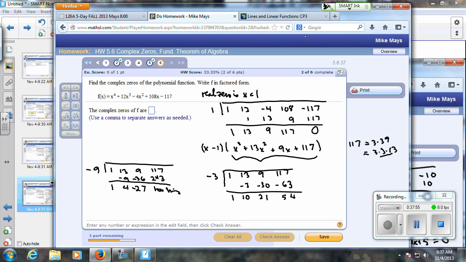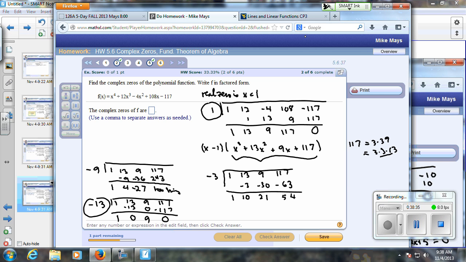So let's try minus 13. Just looking for one more linear factor. 1, 13, 9, 117. So 1 times minus 13, let's have some hope, is minus 13 and add, it's 0. Times minus 13 is 0, add to get 9. 9 times minus 13 is minus 117, and get 0 out. So here's a solution. We found one solution, and here's another solution.